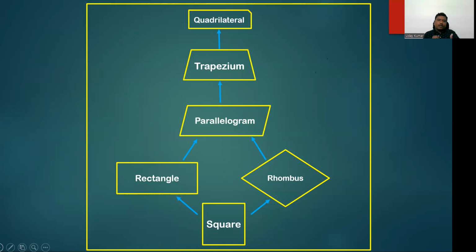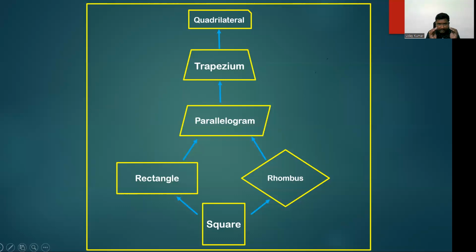Similarly, to define parallelogram, I took the support of trapezium, and to define trapezium, I took the support of quadrilateral. If you see those arrow marks, they clearly define that every square is a rectangle, every square is a rhombus, every square is a parallelogram, every square is a trapezium, every square is a quadrilateral. Like that, from bottom to the top, if you see upwards, whatever is there, those are true for these things.